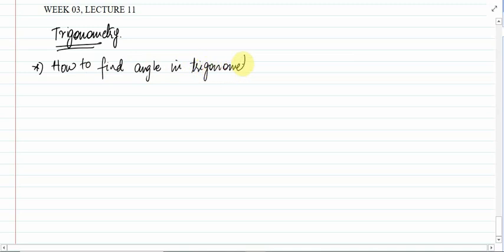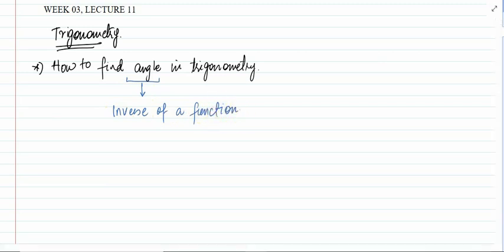In last class we had discussed how to find an unknown side in trigonometry. Now today we are going to learn how to find angle. Keep in mind, when we need to find the angle in trigonometry, we are going to apply inverse of a function. Right?